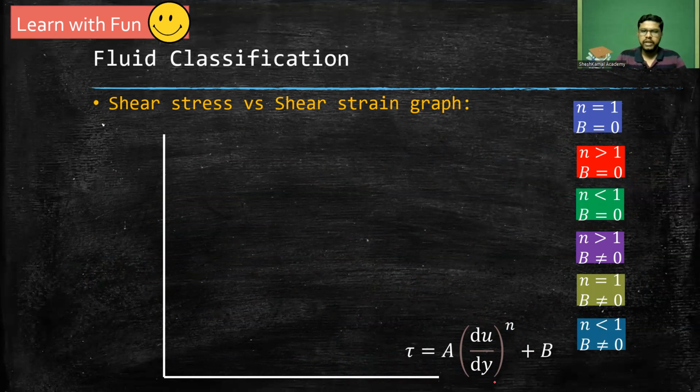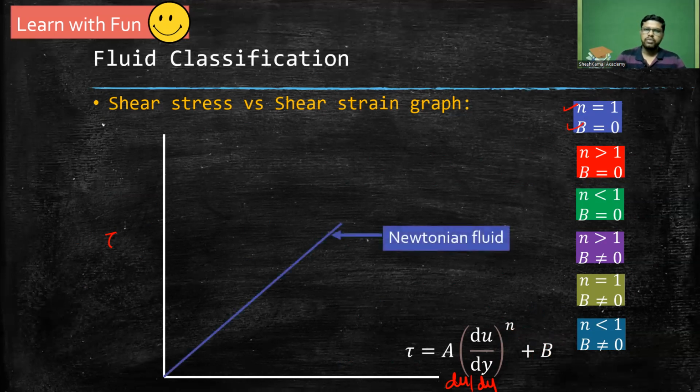Now we have an equation for representation of these non-Newtonian fluids as tau is equal to a (du by dy) raised to power n plus b, and we have already seen the meaning of each symbol in this equation. So the graph is plotted shear stress versus velocity gradient du by dy. The values of n and b classify the fluid type. So for example, the value of n is equal to 1 and b is equal to 0. Let us see the representation of such a fluid, and what the fluid is called.